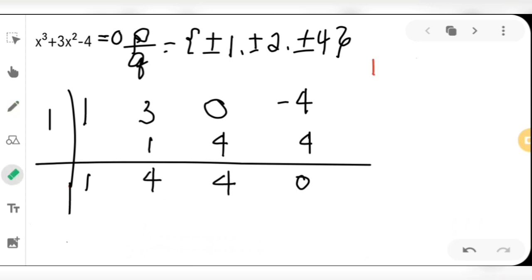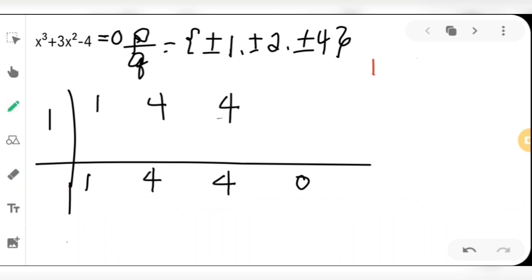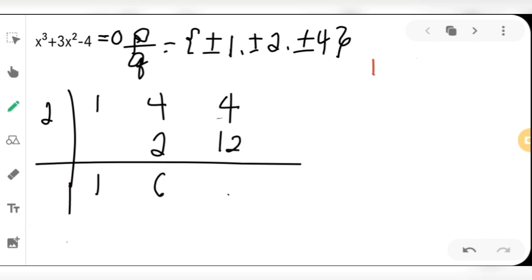So we are going to try another number using the numerical coefficients of our quotient. So we have 1, 4, 4. Okay, let us try 2. So bring down 1. 1 times 2 is 2. 4 plus 2 is 6. 6 times 2 is 12. So our remainder is 16. That means 2 is not a root of our polynomial equation.